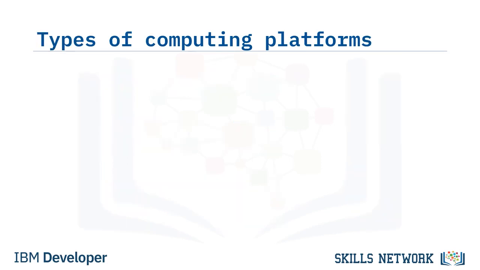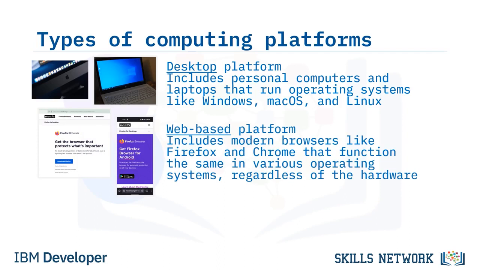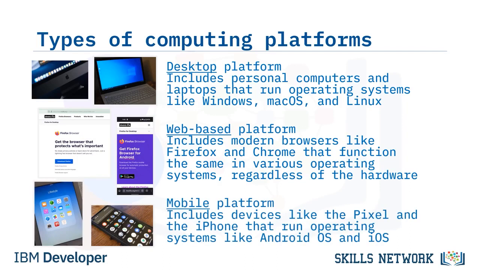Here are 3 types of common computing platforms. The desktop platform includes devices like personal computers and laptops that run operating systems like Windows, Mac OS, and Linux. The web-based platform includes browsers like Firefox and Chrome that function the same in various operating systems, regardless of the hardware. The mobile platform includes devices like the Pixel and the iPhone that run operating systems like Android OS and iOS. When planning applications, software developers must consider if they will be designing for one platform or across platforms.